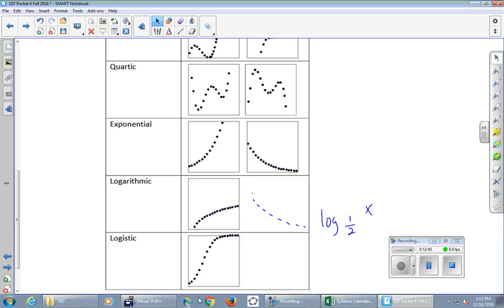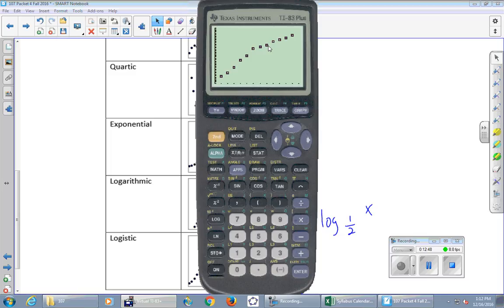Okay, so here's how we get the calculator to find the best fit log equation here. And again, the instructions are in your packet. We're going into stat and then over here to calc. One of these things we have played with before, this linreg stands for linear regression, and that will find you the best fit line.